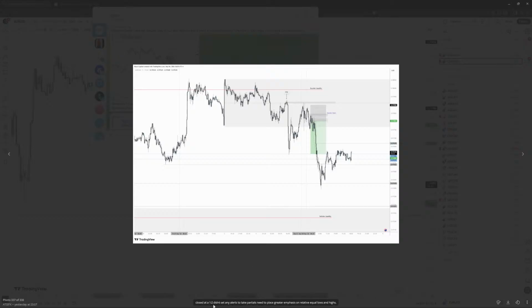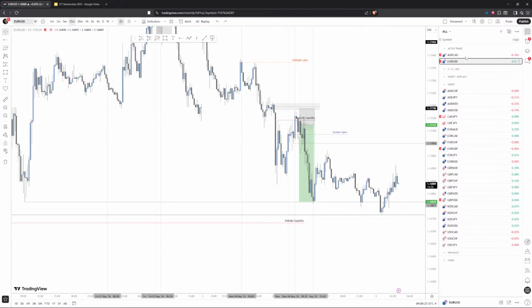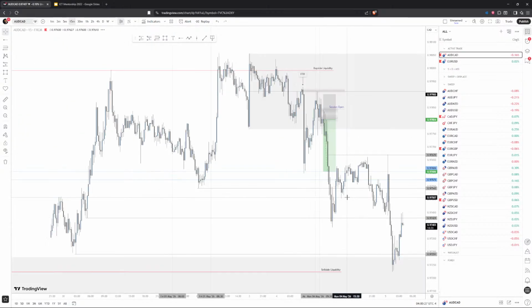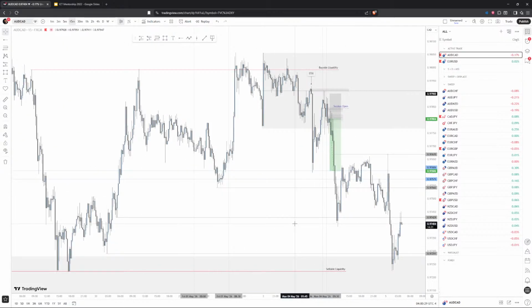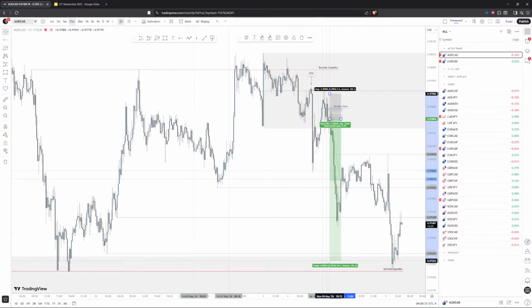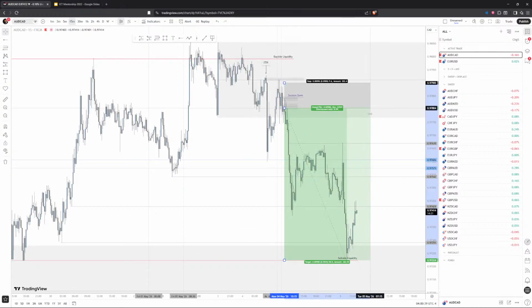Any which way, we closed at 1 to 2, didn't see any alerts, didn't set any alerts to take partials. We need to place greater emphasis on relative equal lows and highs, because this, I believe, was from a relative equal low and high. So don't know if I have my, okay, yeah, boom. You see, it actually ended up almost pretty much reaching our target right here.